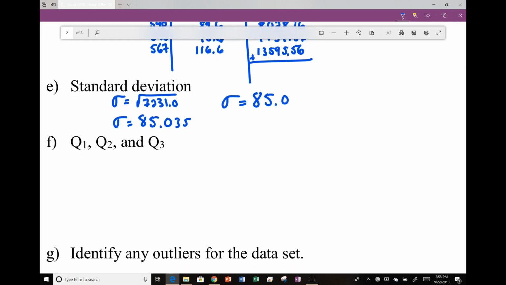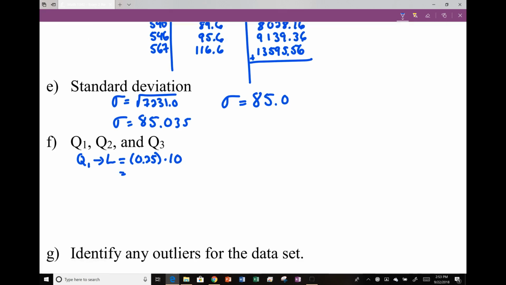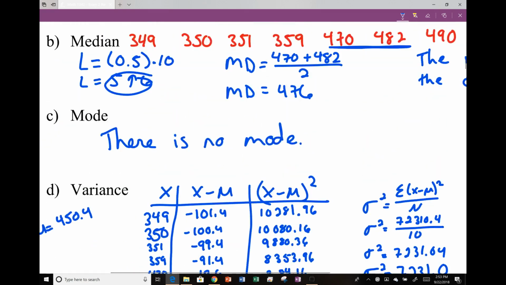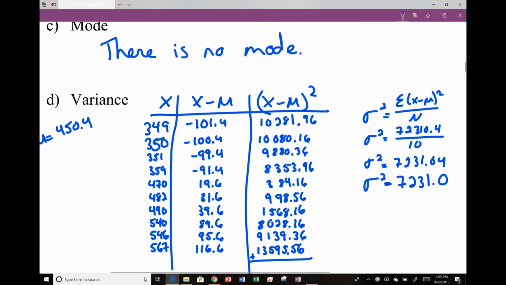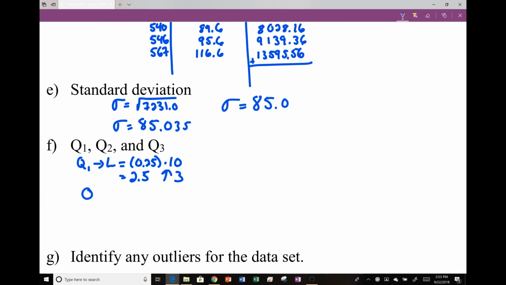Okay, Q1, Q2, Q3. Q1, we're going to look for the location. I don't need an equal sign there, I actually need an arrow, because the location for Q1 is 0.25 times the number of values that we have, which in this case is 10. So that's going to give me 2.5. I'm going to round up to the 3rd position. So going back to where we have them in order, 1, 2, 3rd position, 351. Q1 is 351.